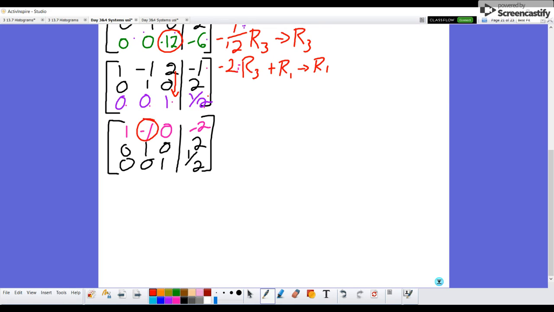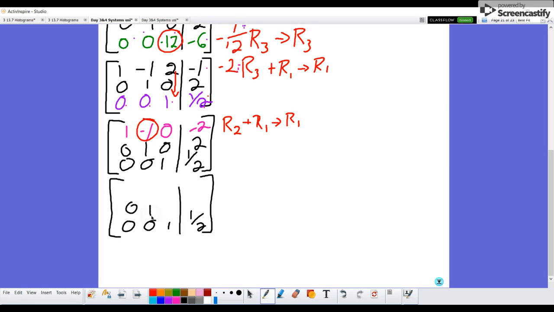So we can just add the 2 rows together. We just need to do row 2 plus row 1. We'll put that in row 1, and we should be set. 0, 0, 1, 1/2, 0, 1, 0, and a 2. All right, 0 plus 1, that's 1. -1 plus 1, that's 0. 0 plus 0, that's 0. And 2 plus -2, that is 0.